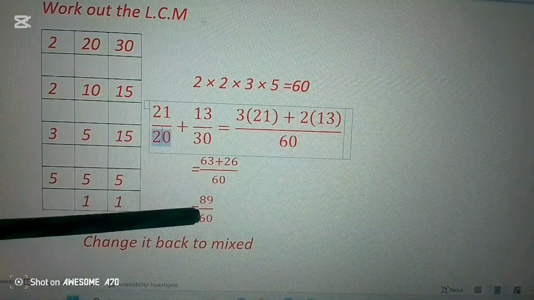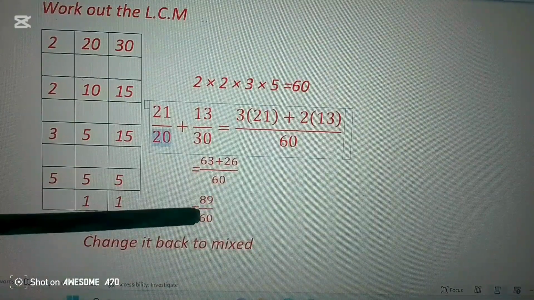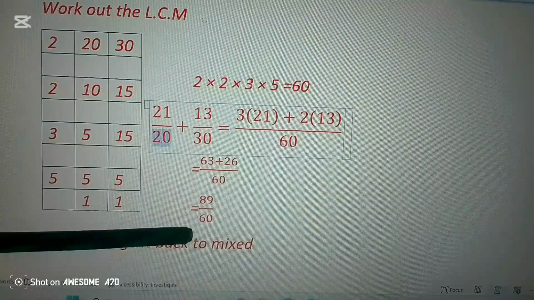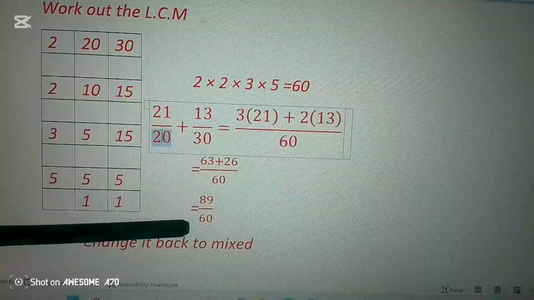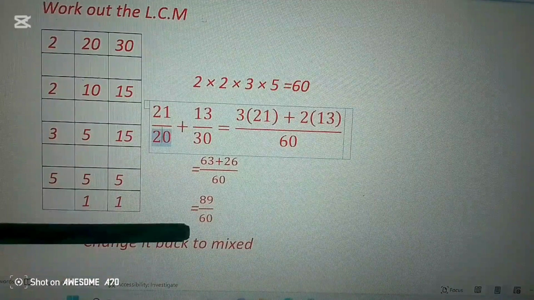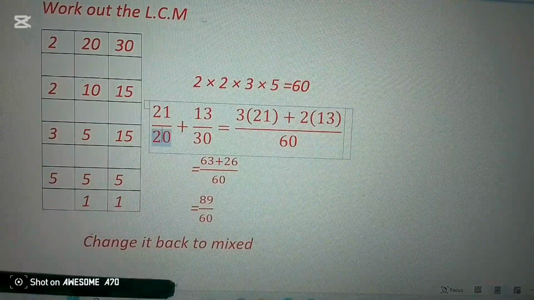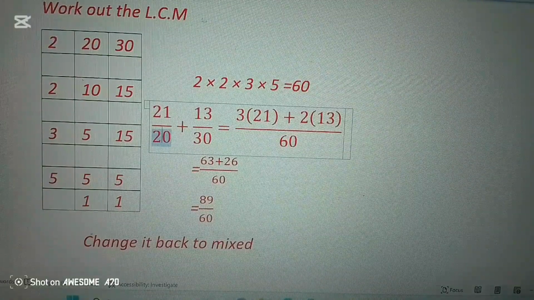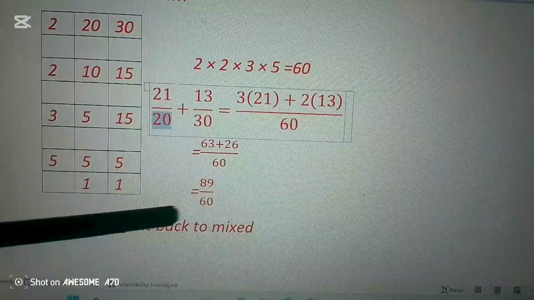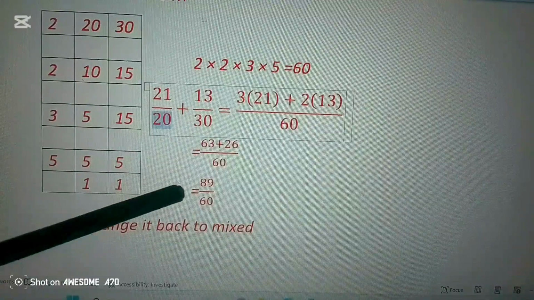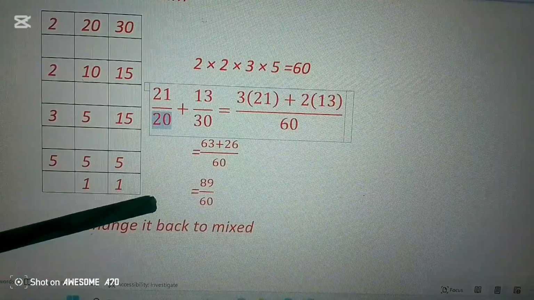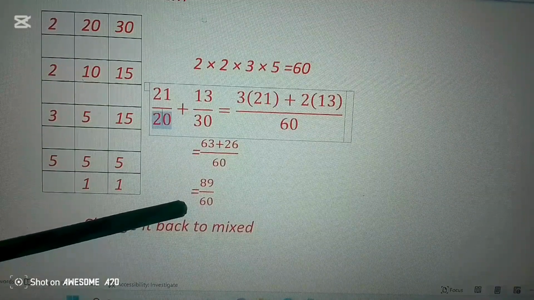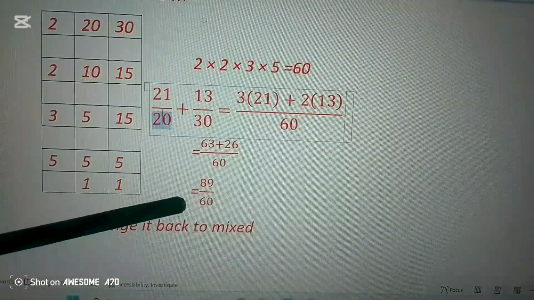If we look at this fraction here, how can 60 carry 89? 60 is smaller than 89, so we call it an improper fraction. We can't leave our answer as an improper fraction, because 89 is really suffocating 60.